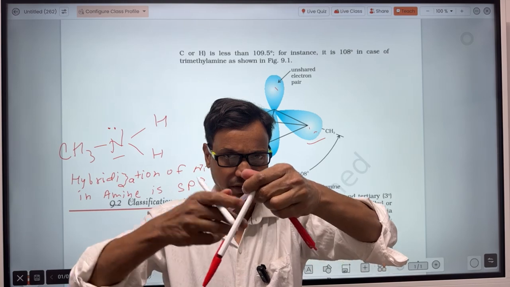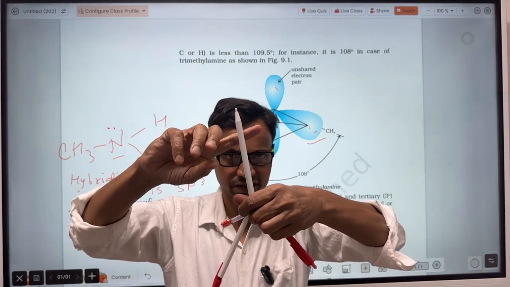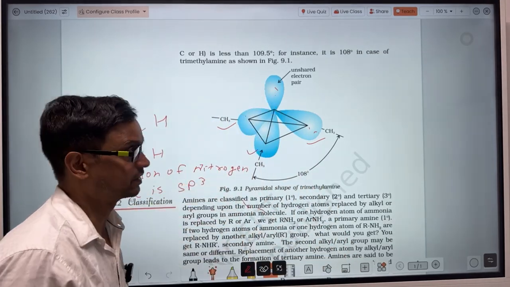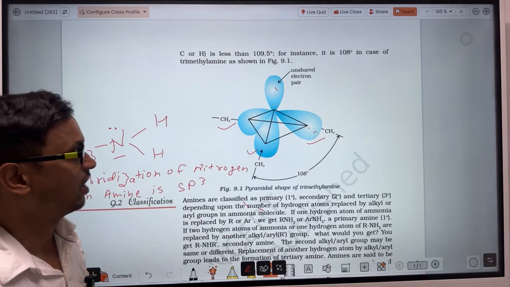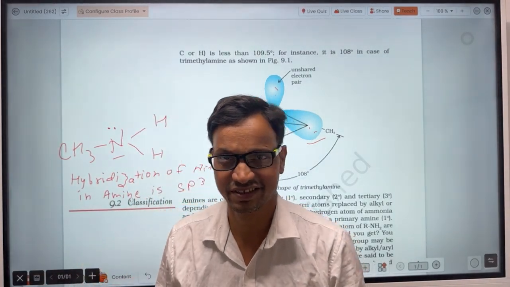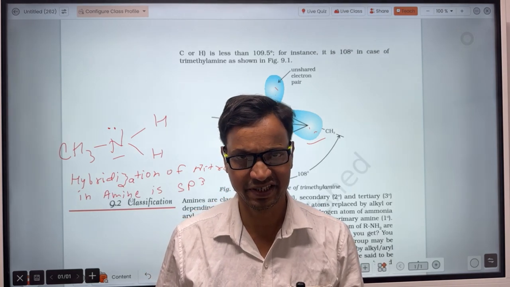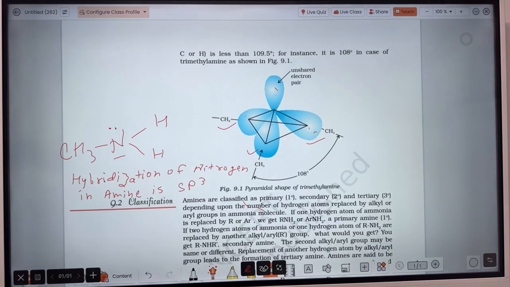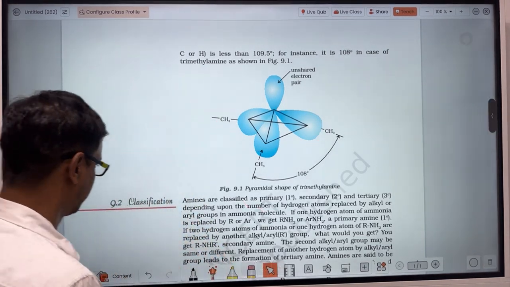The hybrid orbital which has not done sigma bond formation contains the lone pair of electrons, so the lone pair of electrons has been shown here. A lone pair of electrons is also called an unshared electron pair, which means the electrons that have not participated in bond formation. Then, that was about shape.